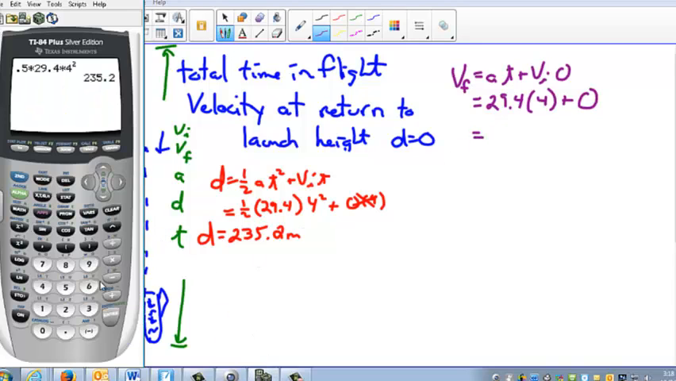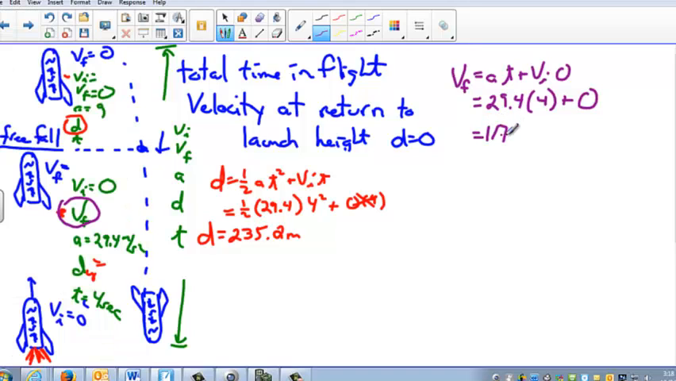Going back to the calculator, 29.4 meters per second squared times 4 seconds gives me a final velocity of 117.6 meters per second. The units check out because my acceleration in meters per second squared, times my time in seconds, will leave me with meters per second. So now I know the final velocity of my rocket when it gets done firing is 117.6 meters per second. That's going to be my initial velocity up here.